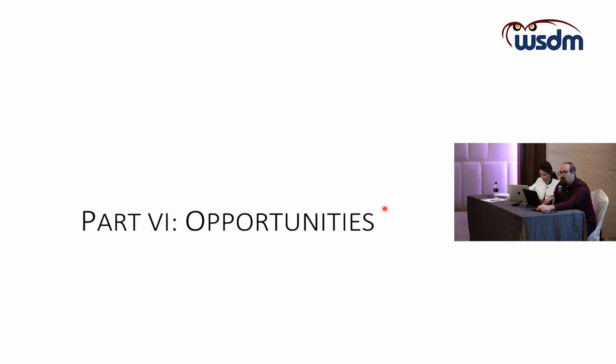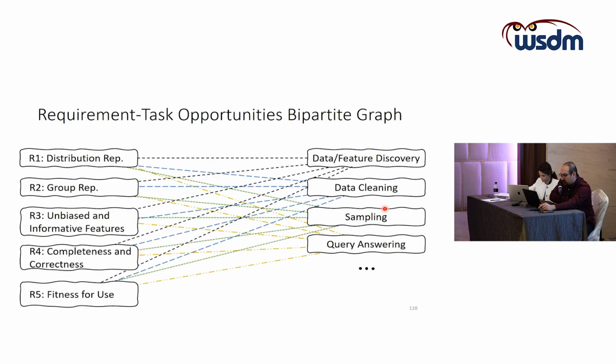Okay, so all right, with this, we get to the last part of the tutorial, which is the opportunities. So far in this tutorial, we talked about responsible data, right? What do we mean by responsible data? What are the requirements that data should satisfy to be called responsible data? We talked about how we can use data integration techniques to be responsible in data collection. We talked about, in cases where data collection is not an option, how we can use query answering for getting responsible data. But there are a lot of opportunities left.